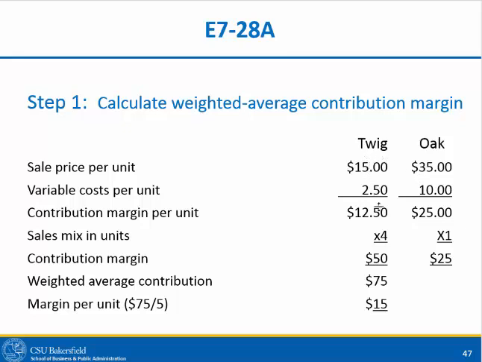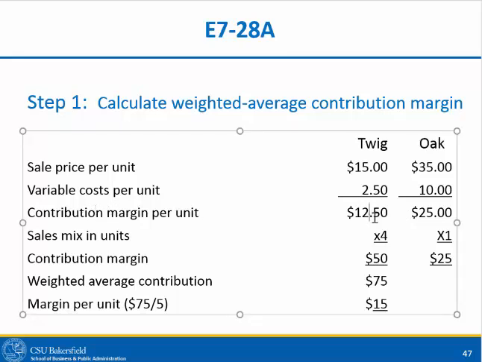$15 sales price and the $2.50 variable cost. So therefore that leaves us a contribution margin per unit of $12.50, and the sales ratio is 4:1. So one basket has 5 stands, 4 Twigger stands. I'm going to multiply $12.50 by 4 units. So the result is $50 contribution margin.